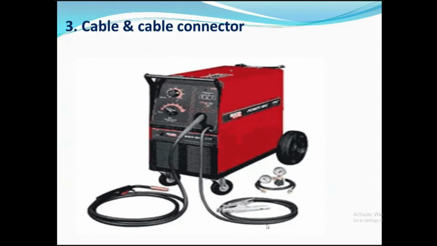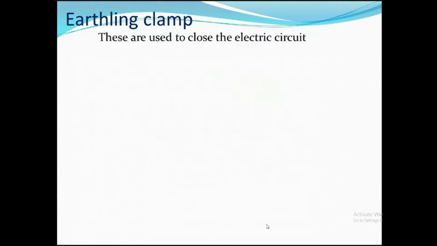Then see the cable and cable connectors. This is one machine and there are two cables we have to see in it. One cable is called the work cable and the other cable is called the electrode holder cable. Then the earthing clamp. This is used to close the electric circuit. If you have to close the electric circuit, at that time we use the earthing clamp.